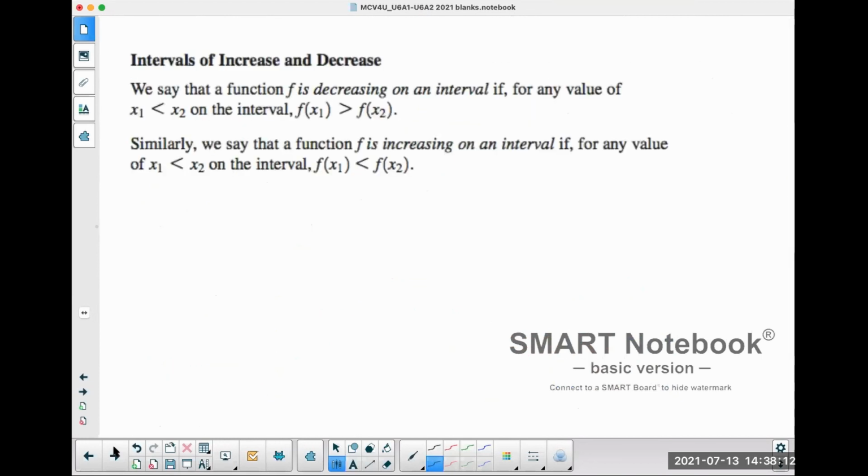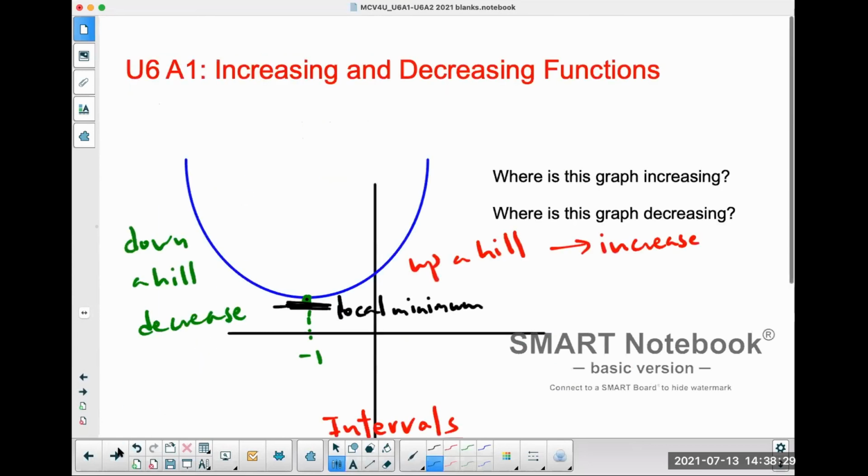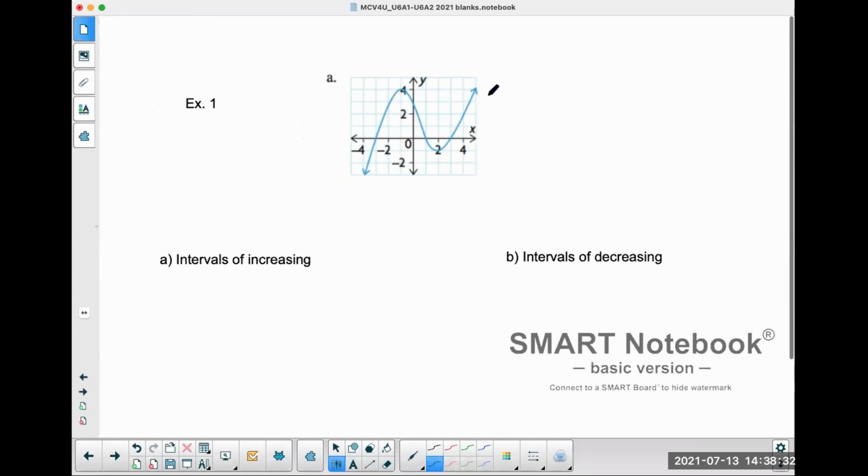Now, if you have a graph, it's easy, right? You just have to compare the y values. If the y values, as you go from left to right, get bigger and bigger, well, then it's increasing. If the y values, as you go from left to right, get smaller and smaller, well, that's decreasing. So anytime you're given a graph, it's very easy because you just have to look at the graph and tell me. So you see how here you're going up a hill, right? Once you reach this point, you stop, and then you go down a hill. Once you reach this point, you stop, and then you go back up a hill again.